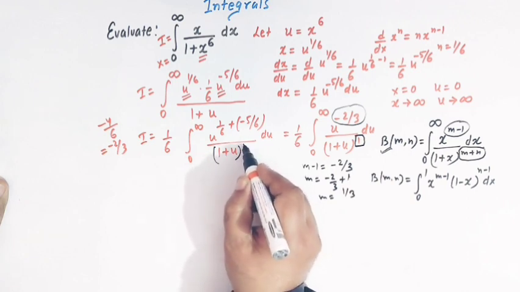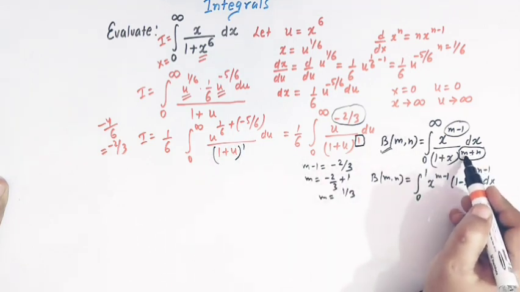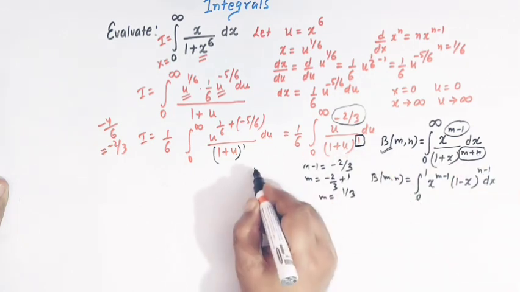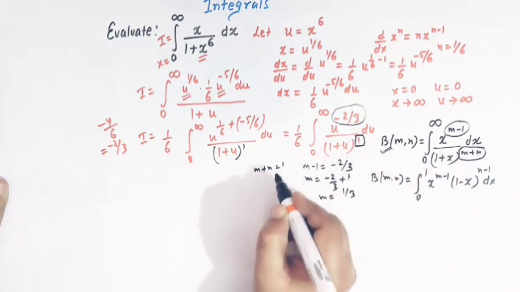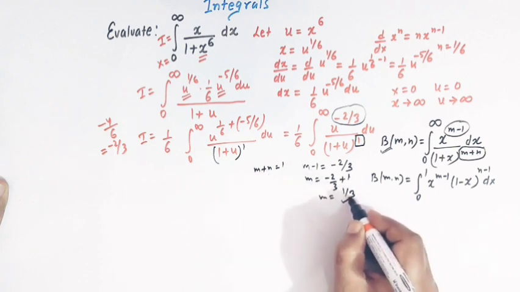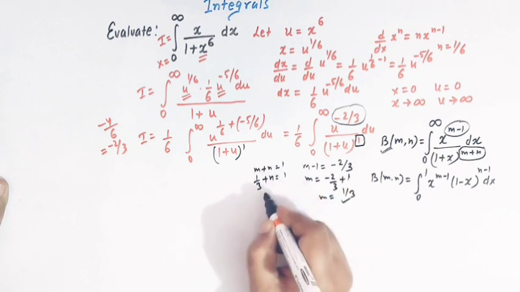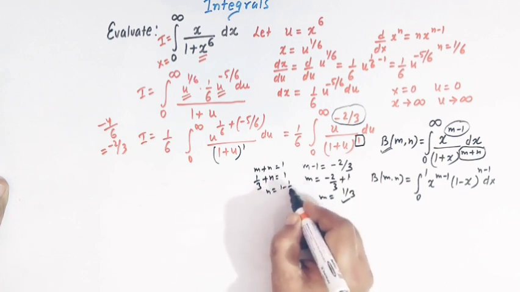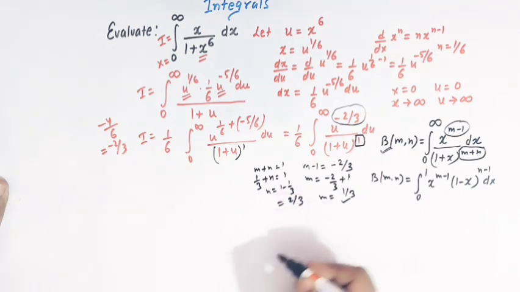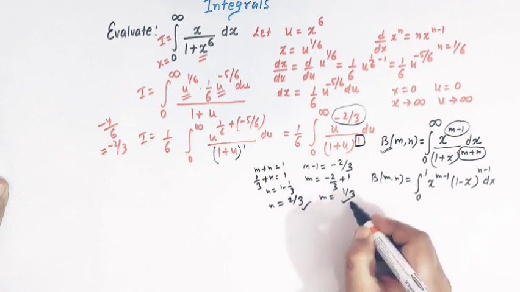So 1 plus u can be treated as 1 plus u raised to 1. So this is the significance of this exponent 1, because once we compare this m plus n with 1, we get an equation in m and n, right? m we have already calculated, this is 1 over 3, n this is 1, so n is 1 minus 1 over 3, that is 2 over 3, right?